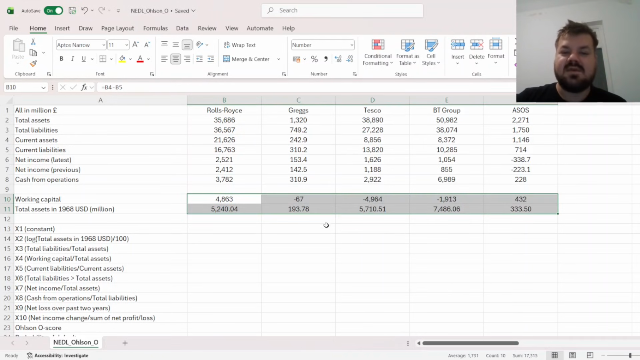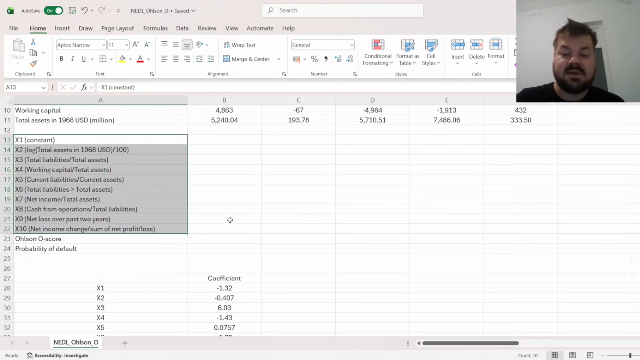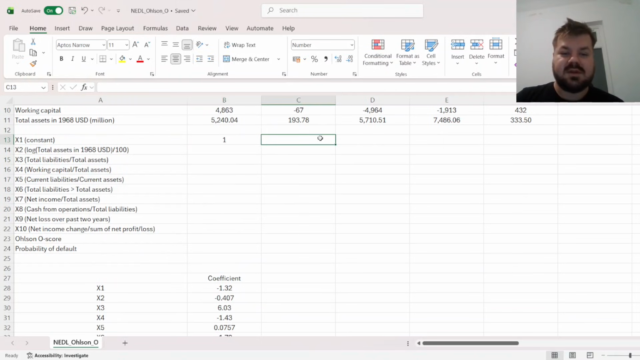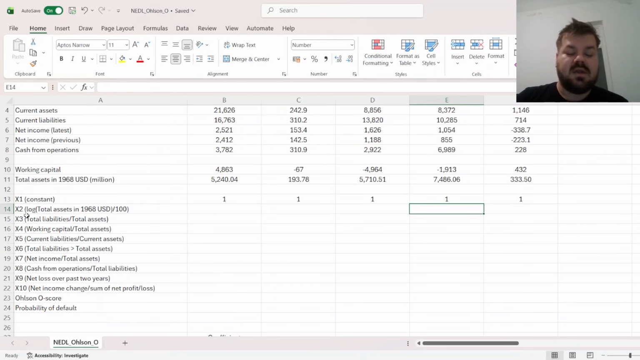Dragging it across gives us the values for all of the remaining companies, both in terms of working capital and adjusted total assets. And now we can discuss what are the variables that go into the Ohlson O-score model. First of all, we've got the constant, which is equal to 1 across the board. Then we've got the size variable, which is the natural logarithm of total assets in 1968 dollars divided by 100.